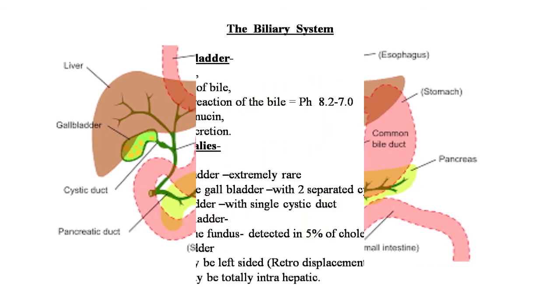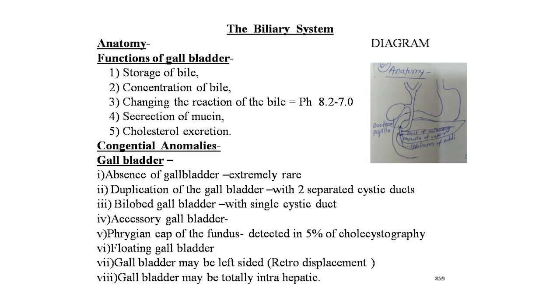Now the functions of the gallbladder are storage of bile, concentration of bile, changing the reaction of the bile, that is the pH should be maintained 8.2 to 7, secretion of mucin and cholesterol excretion. These are the functions of the gallbladder.